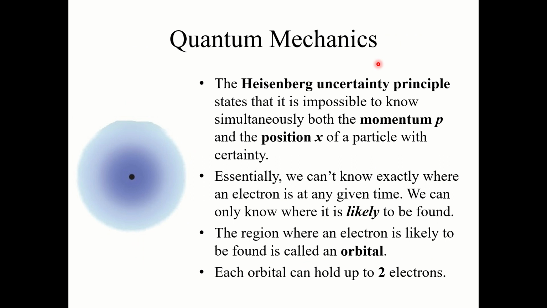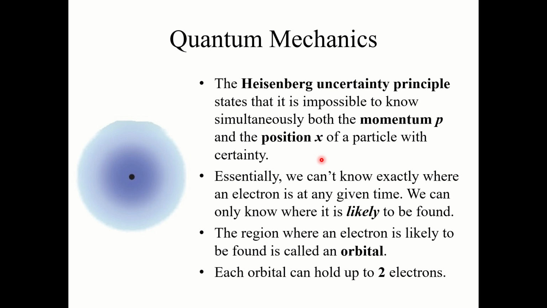Alright, now let's dive into some quantum mechanics. So here we are going to talk about the Heisenberg uncertainty principle. This states that it is impossible to know simultaneously both the momentum, represented with the variable p, and the position, x, of a particle with certainty. So what this essentially means is we can't know exactly where an electron is at any given time. We can only know where it is likely to be found.